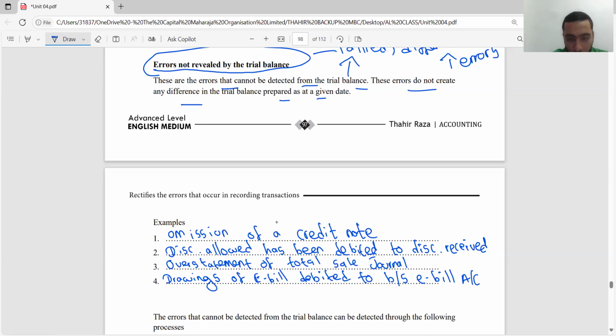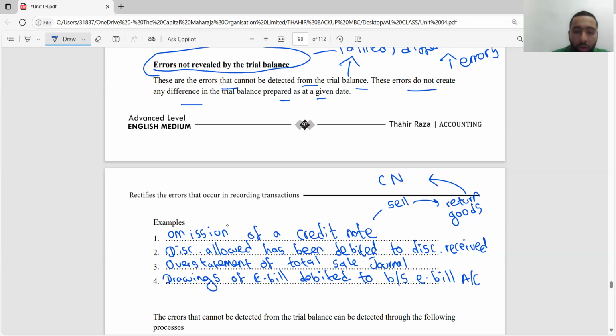Once done, please let me know. Very good. So first of all, number one, omission of a credit note. What is a credit note? Anyone has an idea what a credit note is? We have learned this. You sell something and then the customer wants to return the goods. Then you have to issue a credit note, CN.